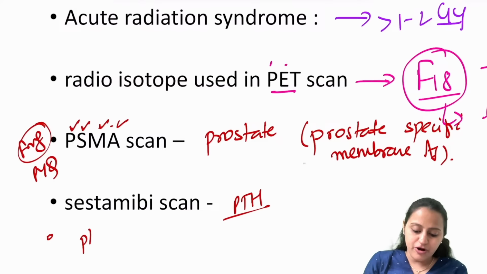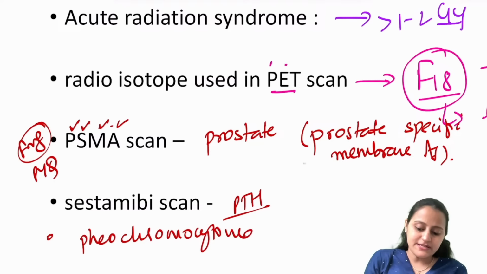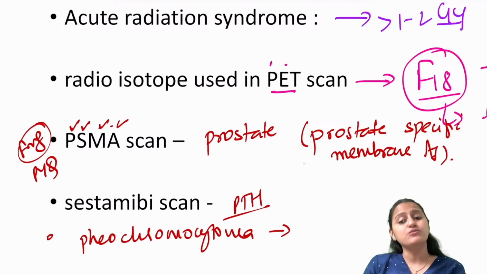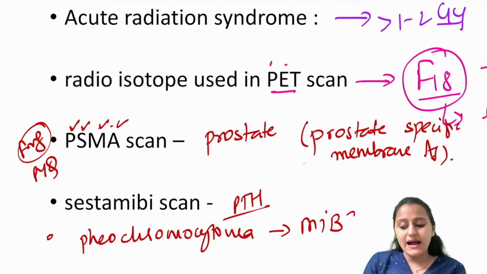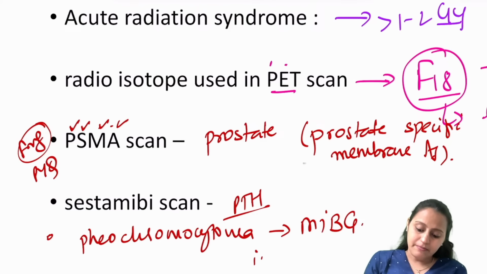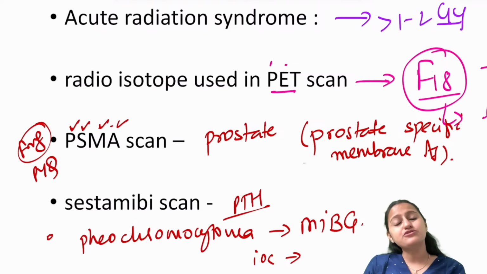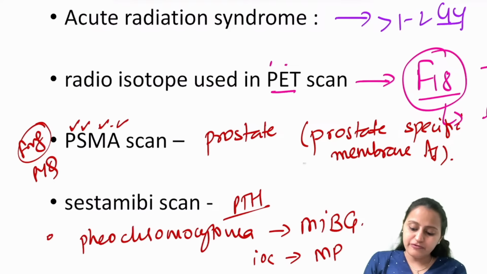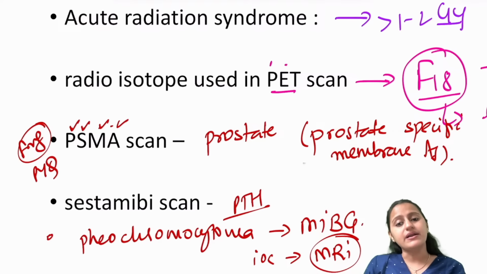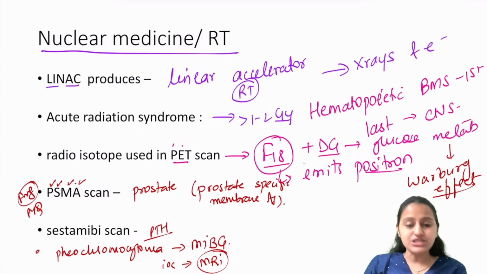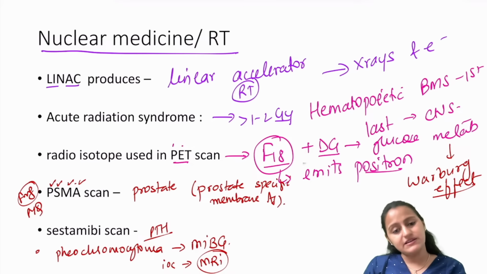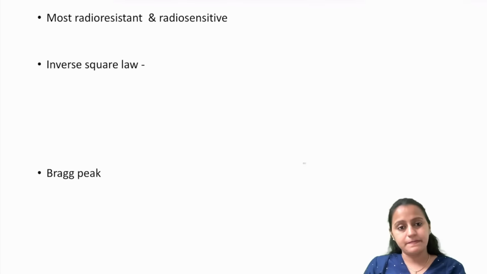What do you do for pheochromocytoma? What nuclear scan do you do for pheochromocytoma? MIBG. Okay. But if the question is what is the investigation of choice for pheochromocytoma? Adrenal is the most common site, right? So what do you do for adrenal? There is MRI. It shows light bulb appearance on T2. So MIBG is for pheochromocytoma. Investigation of choice is MRI.